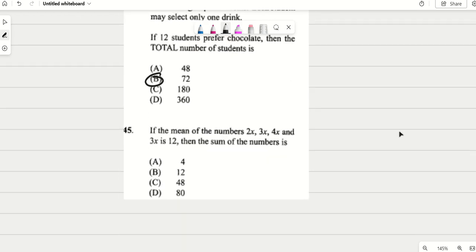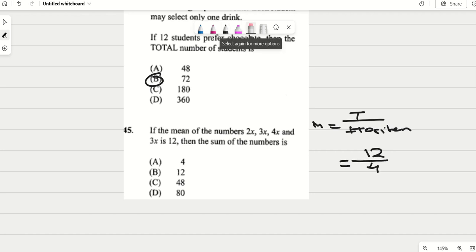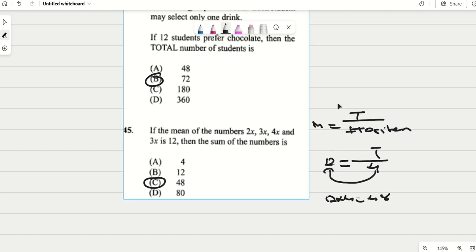Right, I think 45 is the last number. If the mean of these 4 numbers is 12, then the sum of the numbers is... First off, mean is equal to the total divided by the number of items, right? They told you that your mean is 12, and we have 4 items. So your mean is 12, which is t divided by 4. If you carry across 4, it will be 12 multiplied by 4, which is 48. So my total is equal to 48, and that is how I would do this question, right?